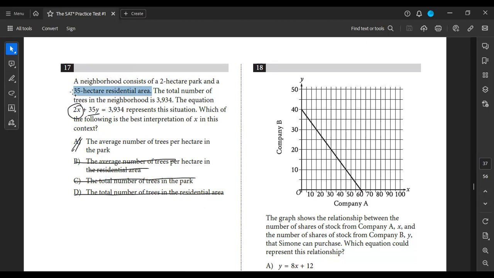Another way to think of it is the total number of trees in the park, which is a 2-hectare park, is going to be 2 times something, in this case 2x. It's going to be the total number of trees. But the x itself is representing the average number of trees. So, as I was saying before it cut out, if we had 10 trees, then the total number of trees will be 20. All right. Everyone good? Yes, sir.